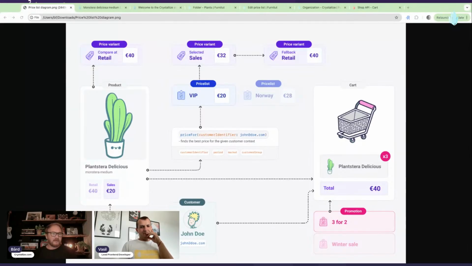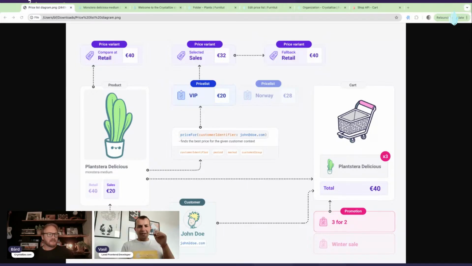Pricing, of course, has many different scenarios where you want to differentiate prices, right? It could be different markets, different segments, like a sub-market. And we have mechanisms in Crystallize for layered pricing. And Didrik made a quite nice diagram for us here.